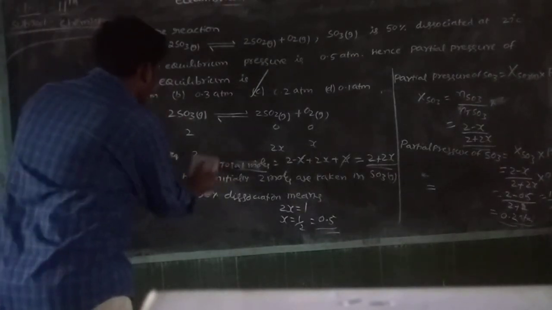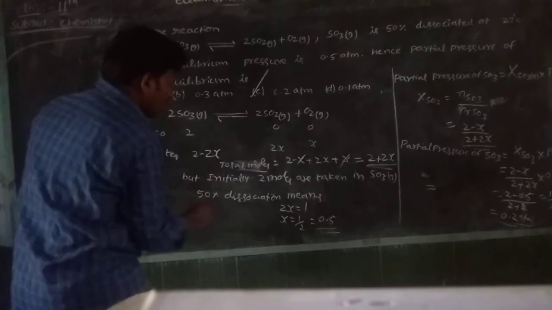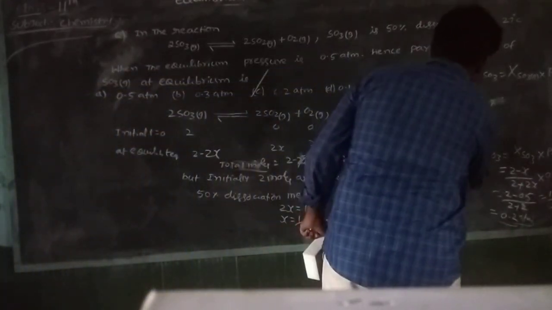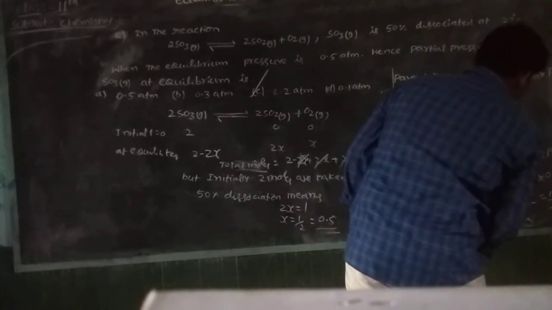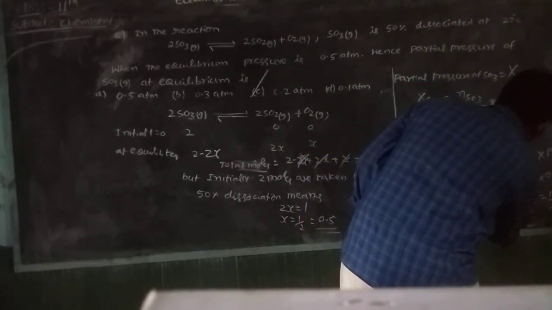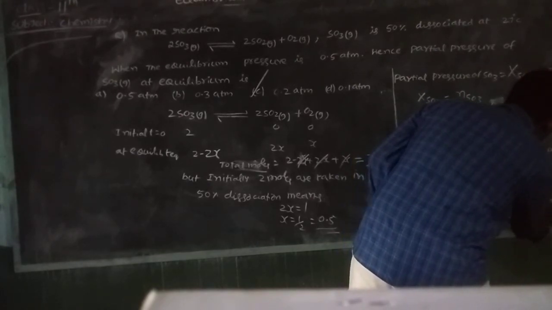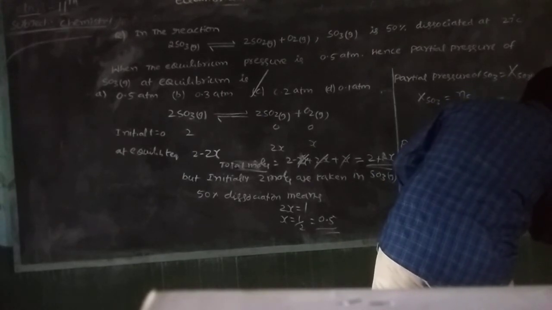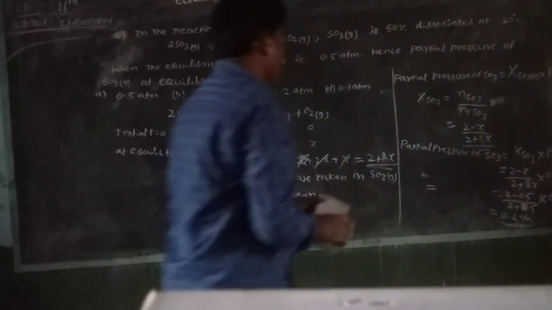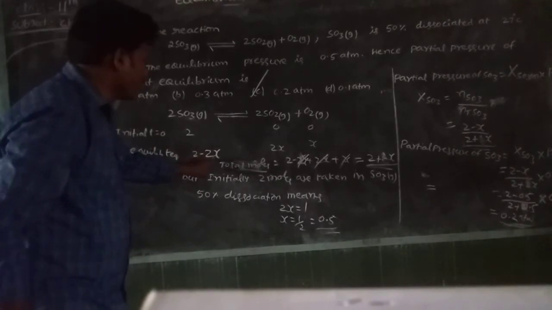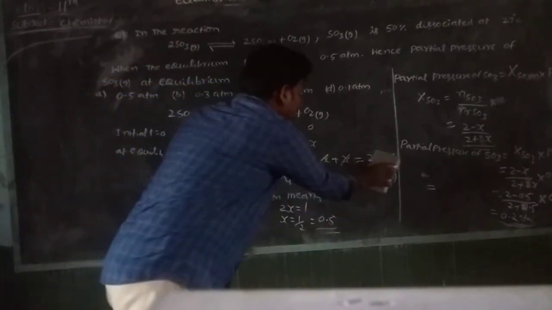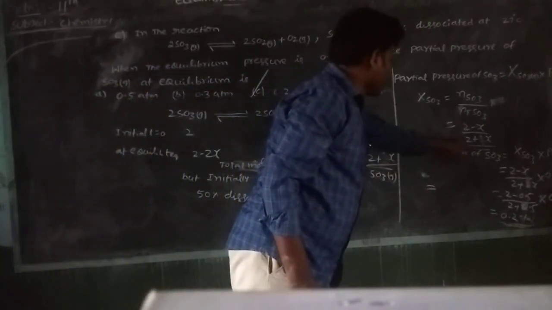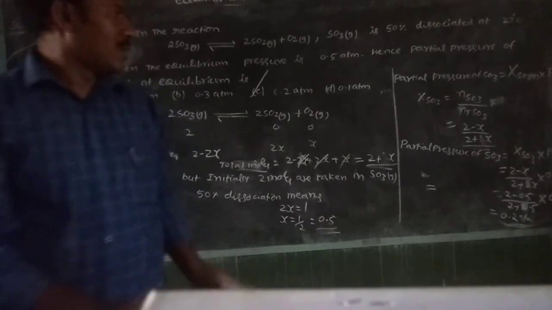Small mistake. 2 moles you have to take 2 minus 2x. We have to write it 2 minus 2x. This is 2 plus x, and this is the 2 plus x. Total pressure is 2 plus x, and initial is right, 2 minus 2x by 2 plus x into 0.5. We have to calculate 0.2 atmosphere.